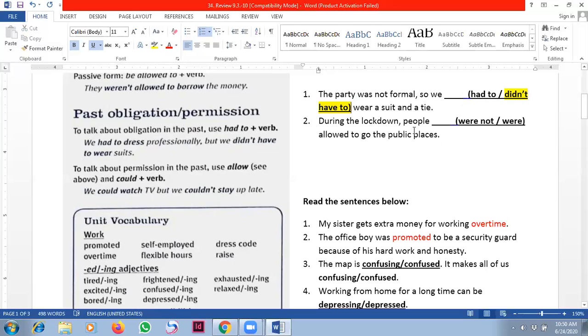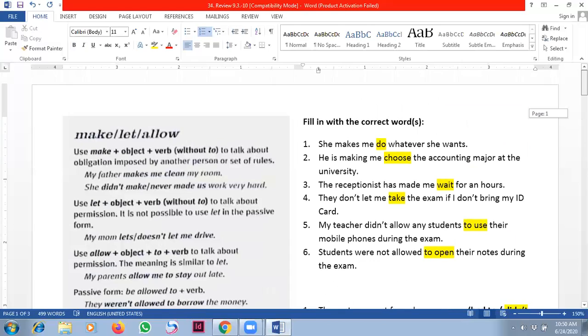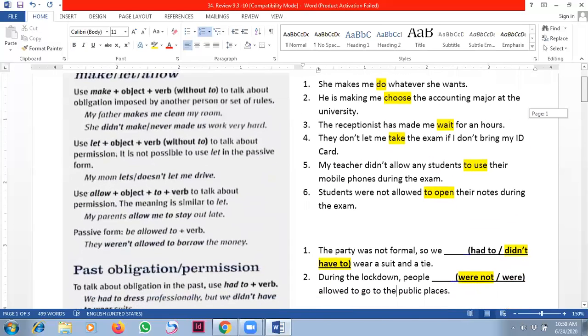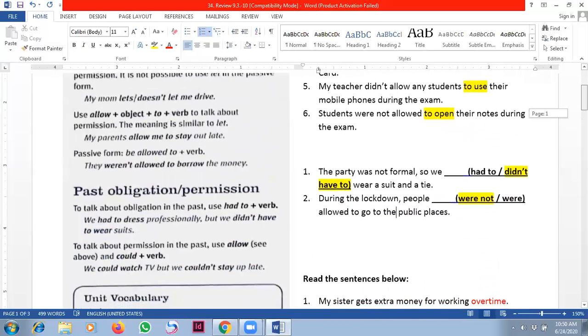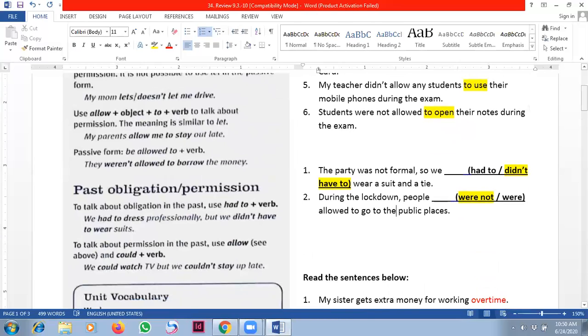During the lockdown, people were not or were allowed to go to the public places. Were not, yes, were not allowed. Okay, so these are obligation and permission. Yeah, the first part.